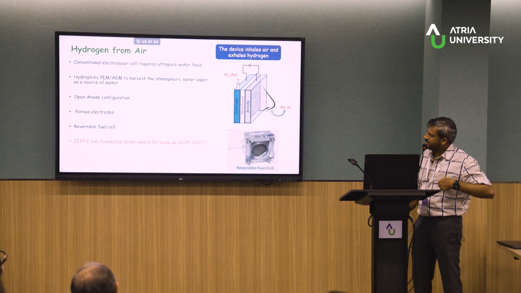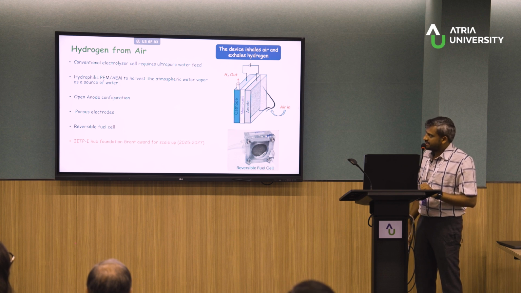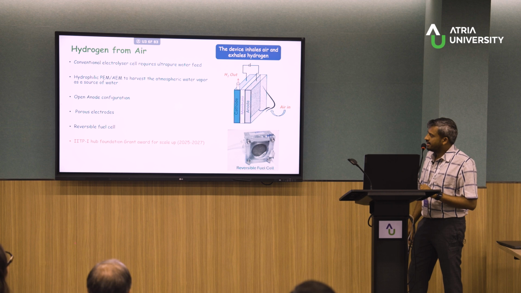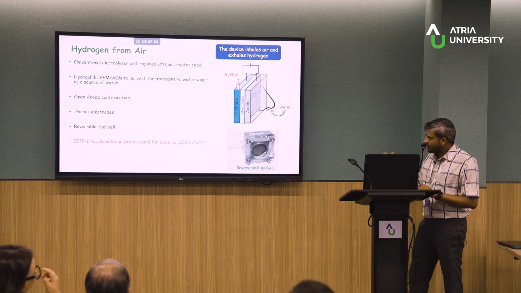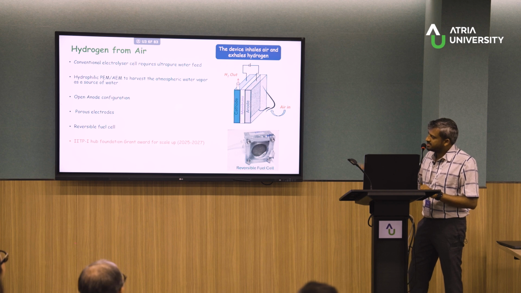Another concept: ultra pure water is used in the electrolysis of water to hydrogen, and it adds another cost to the hydrogen generated. So in this concept we can actually generate hydrogen from air. Since there is humidity present in the air, we have designed an open anode structure and a proton exchange or ion conducting membrane, which is hygroscopic in nature, so it can absorb the atmospheric humidity and utilize it in the same device. It converts the water into hydrogen and oxygen, and the same device can also be made into a reversible fuel cell, acting as a fuel cell which converts the hydrogen whenever required.